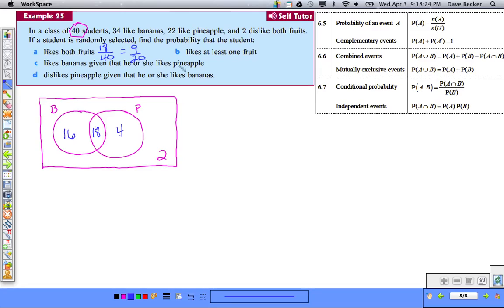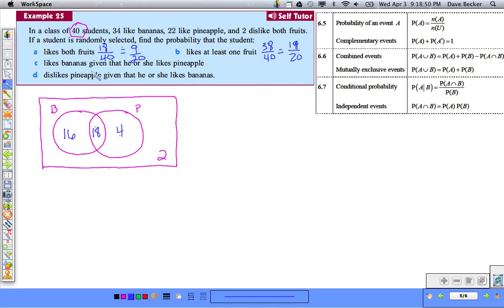Likes at least one fruit. So all of these people like at least one. These 4 like only one, these 16 like only one, and these 18 like both, which falls into the category of at least one. That is the one that's 38 out of 40, which is equal to 19 out of 20.